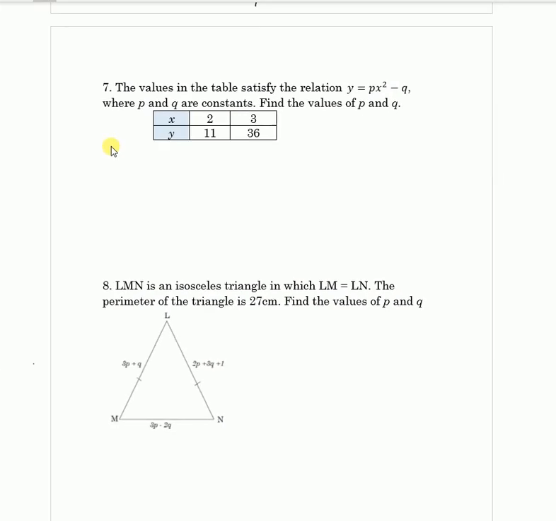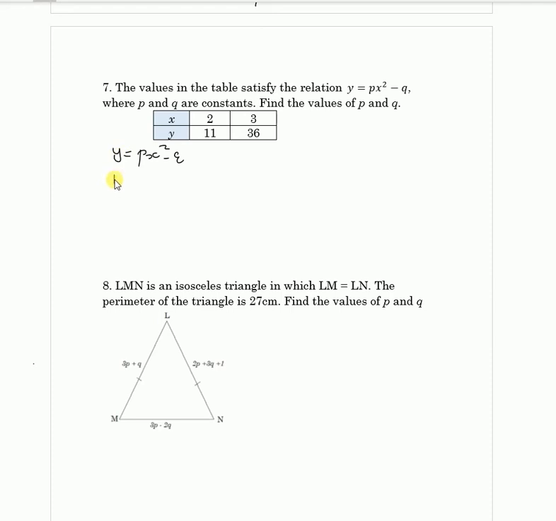Example 7. The values in the table satisfy the relation y equal to px squared minus q, where p and q are constants. Find the values of p and q. The table is there. For a given value of x, they have given a value of y, and the equation is there. So the relation itself is y equal to p x squared minus q, and when x is 2, y is 11. So put x as 2 here and this one 11.